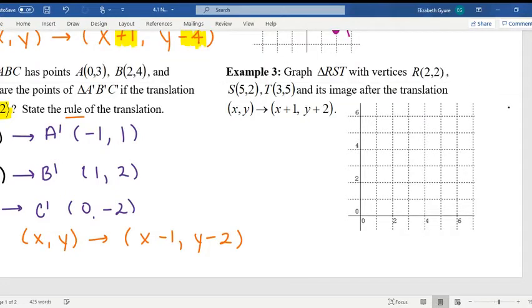Be careful when you're graphing your original picture, guys, because it could throw off the rest of your picture if you do something weird, okay? A big thing is when you're doing these, should your final shape really look any different than the one you started with? It's just going to be in a different place, right? If you have a completely different picture, you did something wrong, go back and check your graphing. Okay, so R is (2, 2), S is (5, 2), and T is (3, 5). So this was R, S, and T.